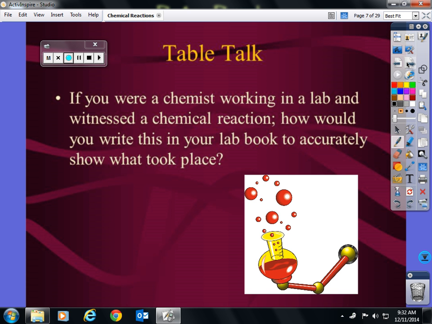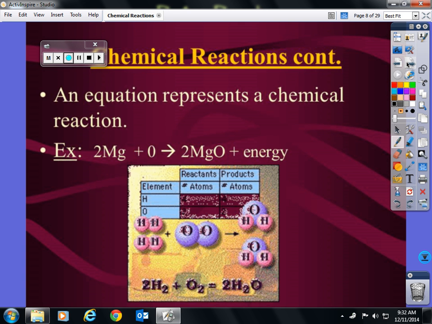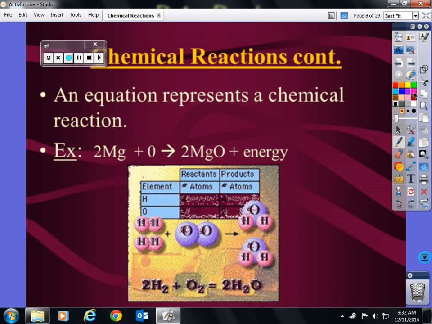It says if you are a chemist working in a lab and you witnessed a chemical reaction, how would you write this in your lab book to accurately show what took place? You would use a chemical reaction equation. In this equation, it shows you two magnesium atoms mixed with one oxygen atom, or actually we should say bonded, creates magnesium oxide and the release of energy. So that's everything that's being said in that one little equation.